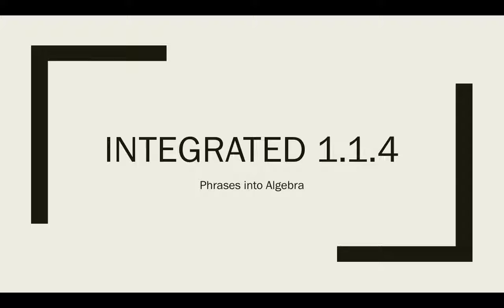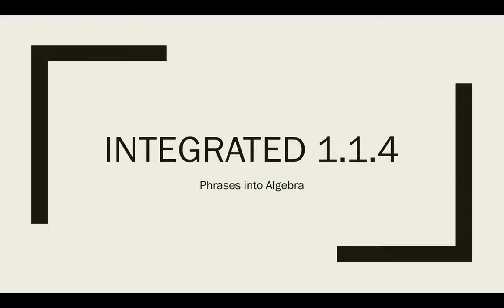Our last of the mini unit lesson for Integrated 1, Unit 1, Lesson 4, which is phrases into algebra. This is going to be really helpful for your SAT because most of the time they're not just going to give you a very simple combine like terms. They're going to tell you a phrase and some words, and you're going to have to put it into an expression.